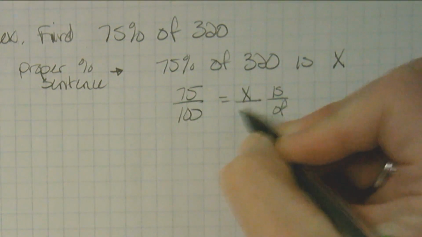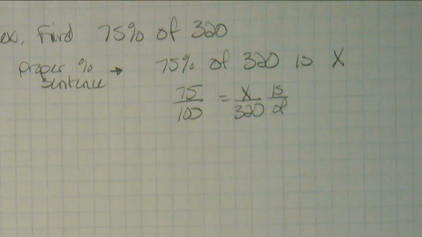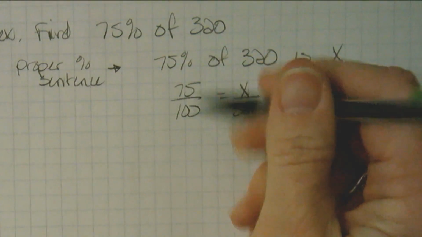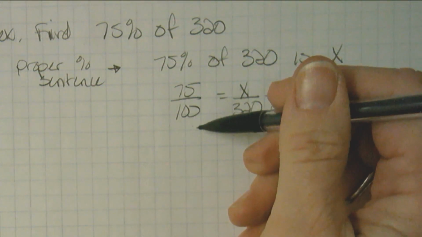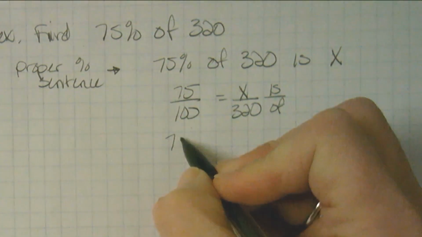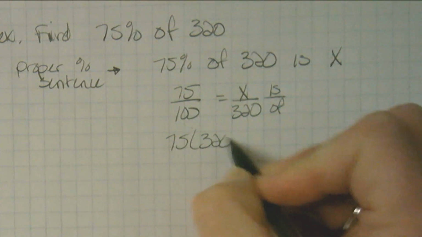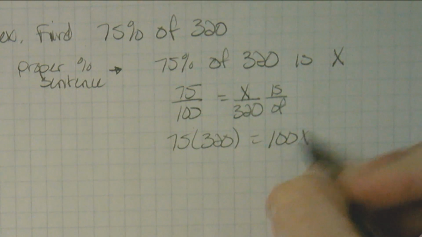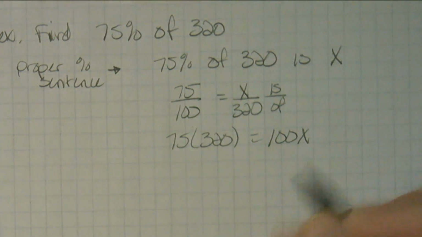Excellent. Remember, it's is over of. All right. Did you divide out common factors between the 75 and the 100? Okay. So you ended up with 75 times 320 is equal to 100x, right? What's 75 times 320?